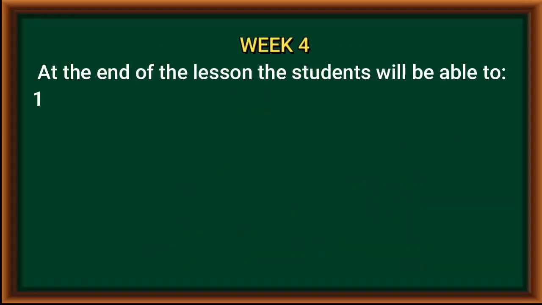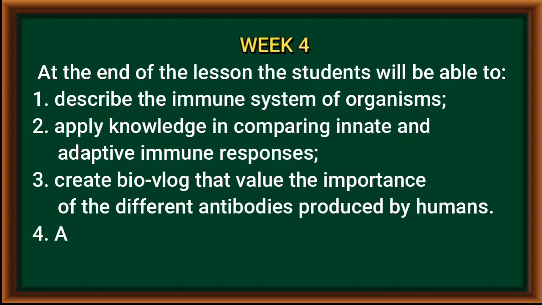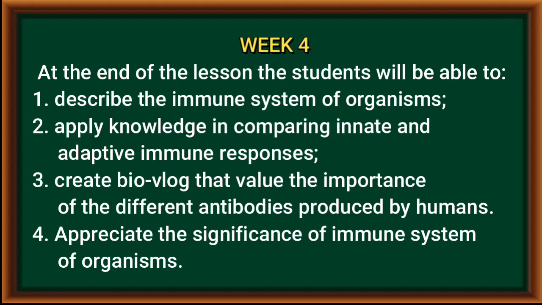And these are the specific objectives of our lesson. Number 1, describe the immune system of organisms. Number 2, apply knowledge in comparing innate and adaptive immune responses. Number 3, create a bioblog that values the importance of different antibodies produced by humans. Number 4, appreciate the significance of the immune system of organisms.